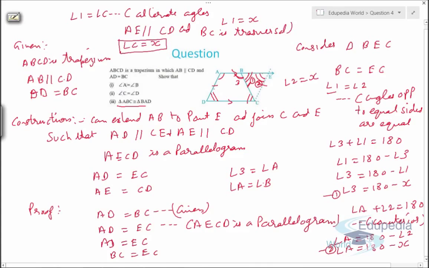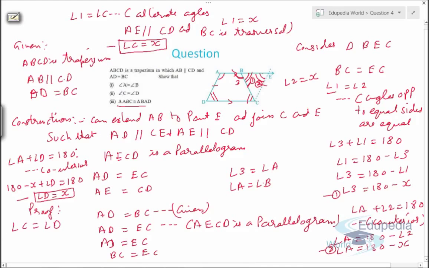Now, what about angle D? Angle A plus angle D is 180 and they are co-interior angles. So why are they co-interior angles? Because AB is parallel to CD, it's given, and AD is a transversal. So we can write angle A plus angle D equals 180 because they are co-interior angles. So angle A is 180 minus x, plus angle D equals 180. So if you see properly, angle D will be equal to x. So from this one and this one we can say that angle C equals angle D.